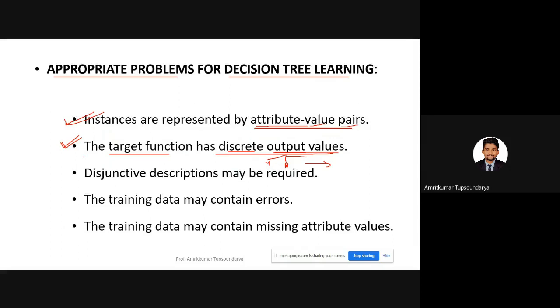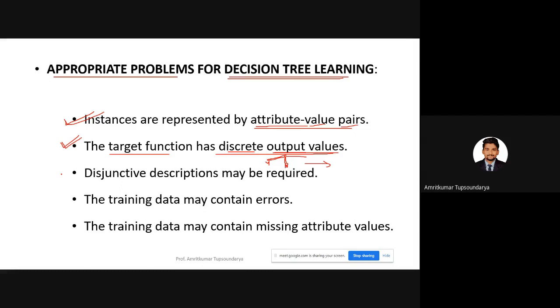All in all, the best case is when a target function has two output values, yes or no. Then we can definitely say that this particular problem can fall into a decision tree learning algorithm. But as I said, there are exceptions. We can extend this algorithm for more than two values as well.